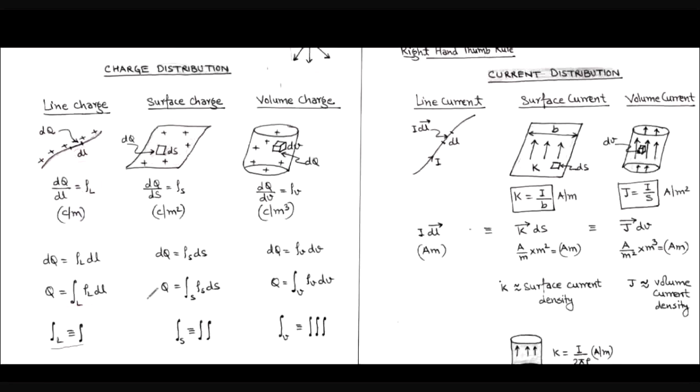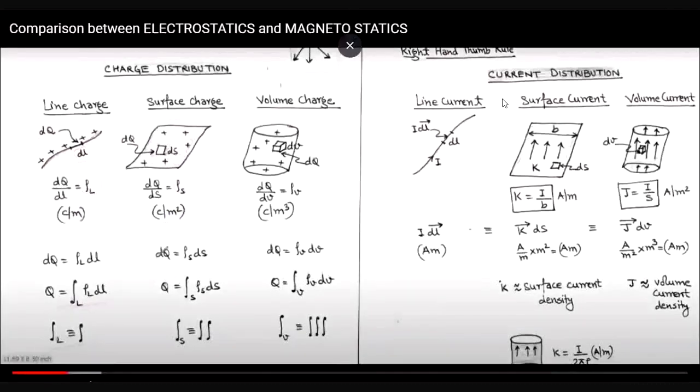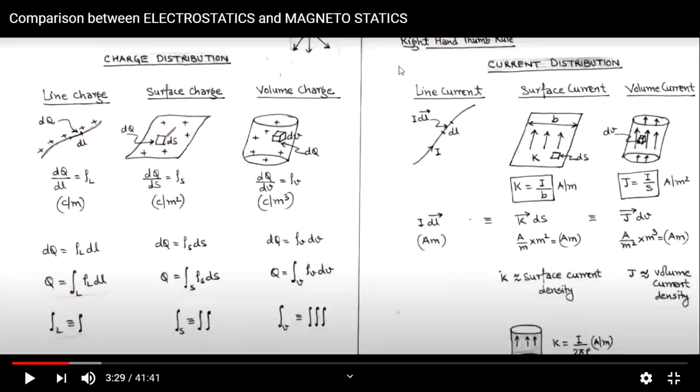Next is surface charge distribution. Here we consider a surface on which there is a uniform charge distribution. And here we consider a differential surface ds. On this differential surface ds, we consider a small charge dq. So after taking the ratio dq upon ds, it becomes the surface charge density rho s, and its unit is coulomb per meter square. So dq is the small charge on the small surface ds. To determine the total charge, we take a surface integration of rho s into ds. Here the surface integration is a double integration.